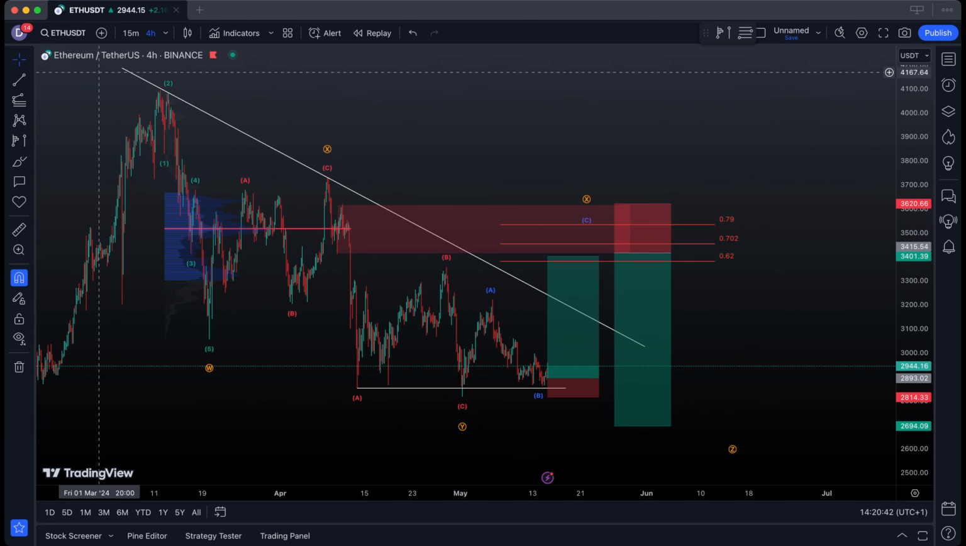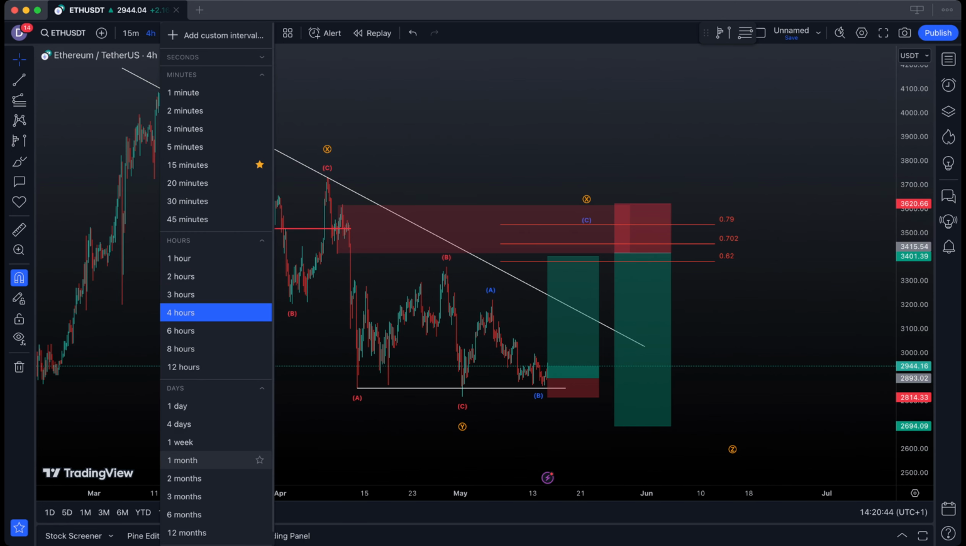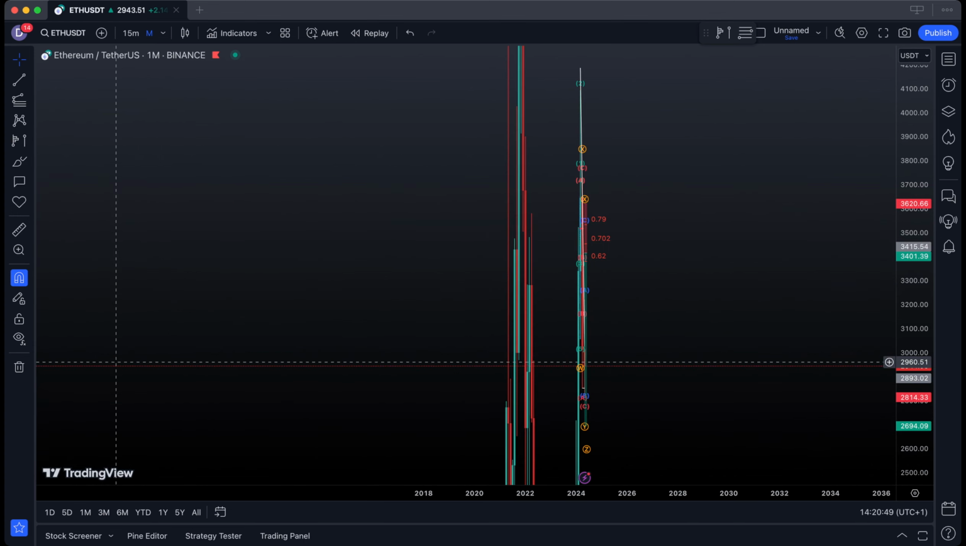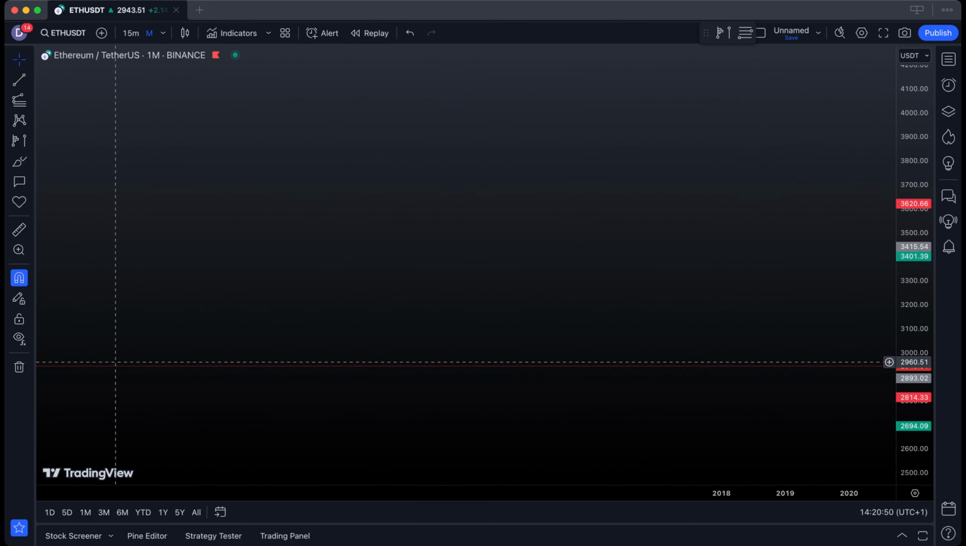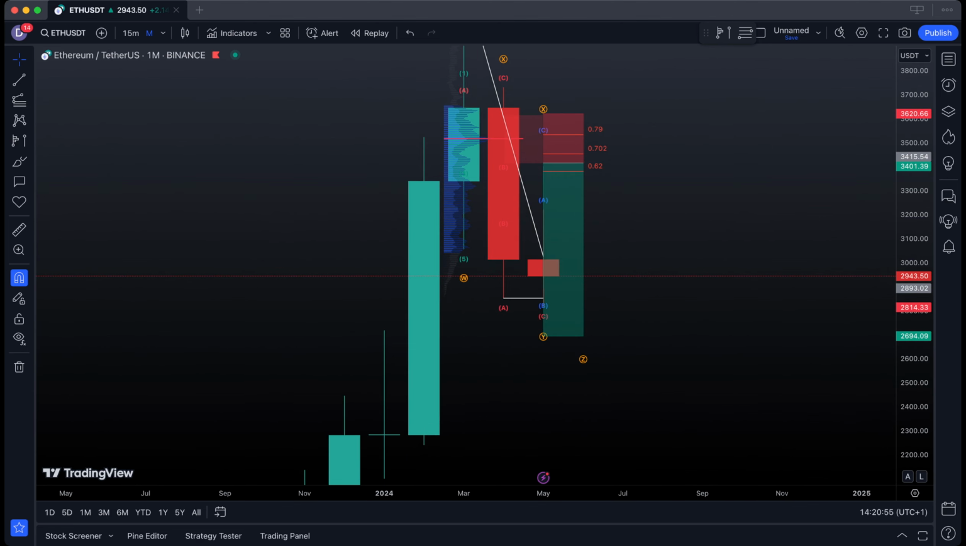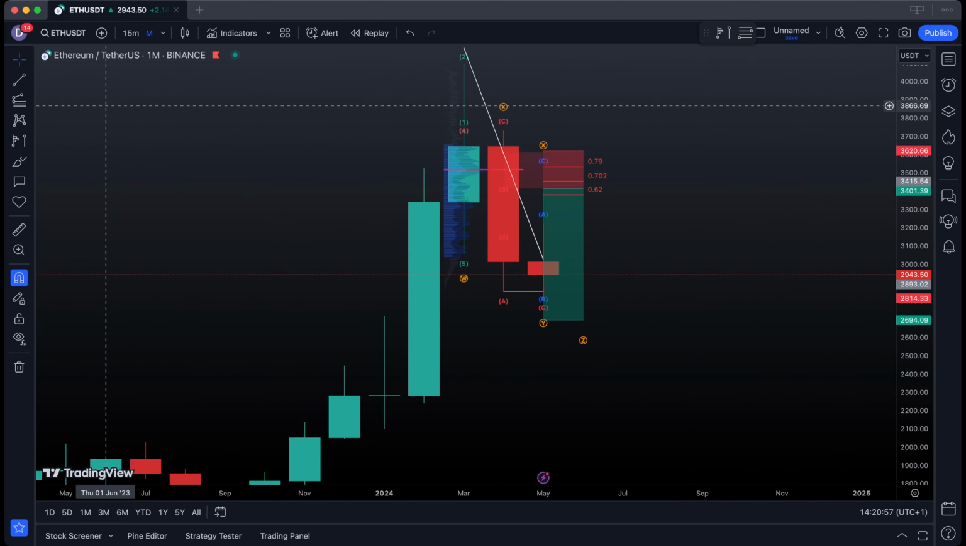Now, I want to also take a break from Fibonacci and Elliott waves and just go over some smart money, quote unquote smart money. I don't like just labeling it as smart money concepts because I think the name is a bit pretentious, but let's just go over some other signs as well for support.